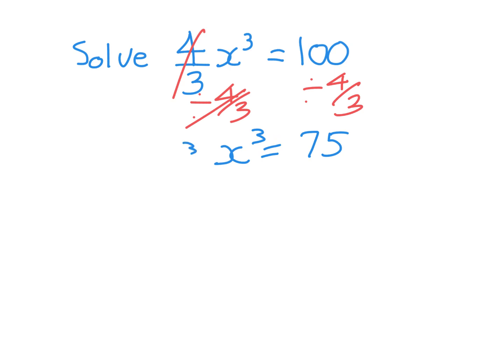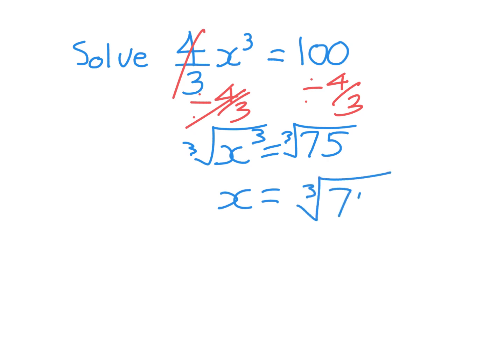So I can cube root this side as long as I cube root the other. So cube root of x cubed is x. I just get x equals the cube root of 75. And if you put that on your calculator, you get x is about 4.217. It's not a whole number. In fact, it's an irrational number. But don't assume just because the answer is not a whole number that it must be wrong.